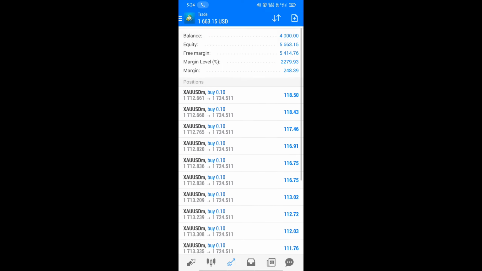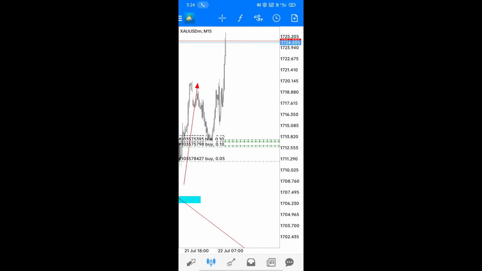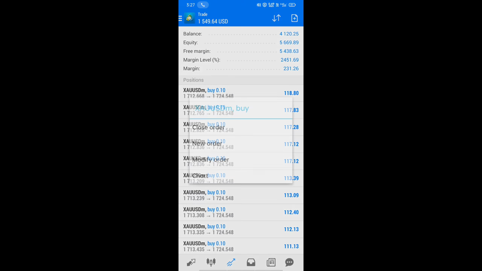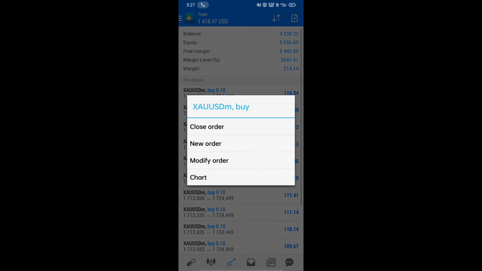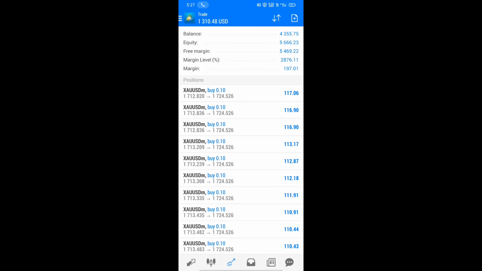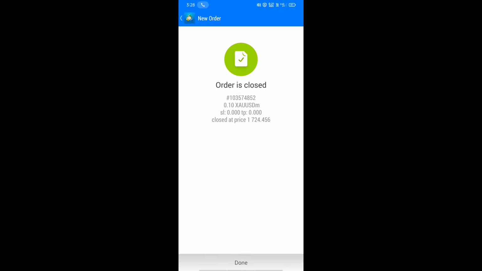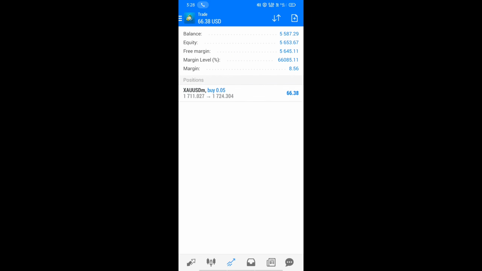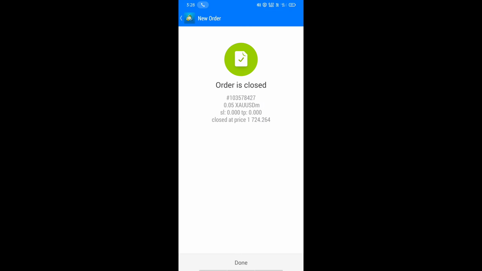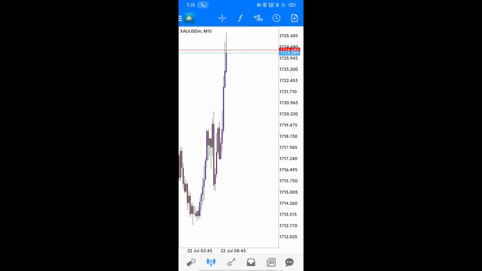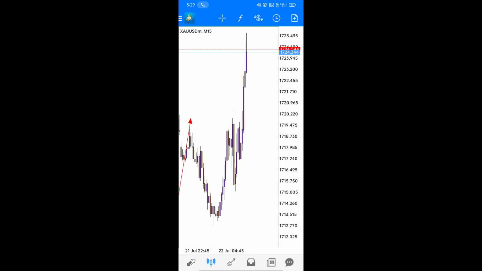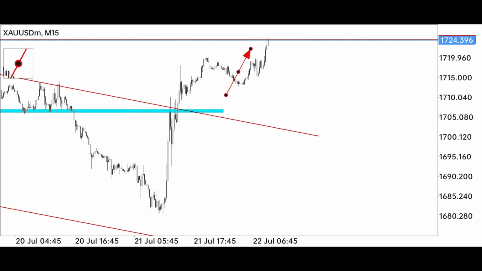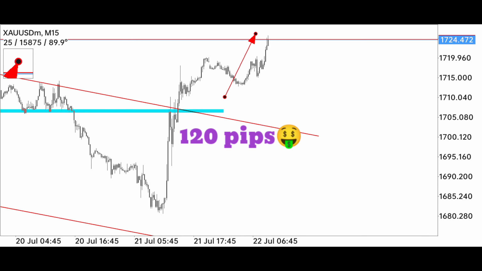Our profit is running at $1,662 and the target has also been achieved. I am closing all my trades. We have grown the $4,000 account to $5,653. If we see, the account has grown by 41%. The market is up 120 pips from where we took the trade.